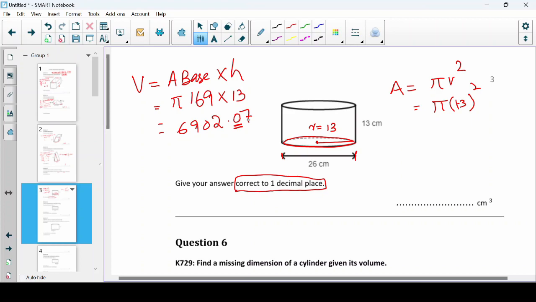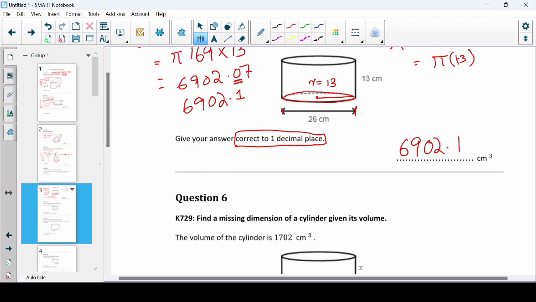6902.1. If in place of this 7, the digit here was less than 5, for example, 6902.04, then we would have left this as it is. So you should remember these rules for rounding up. If this is greater, then it will be 6902.1. So this will be our answer.